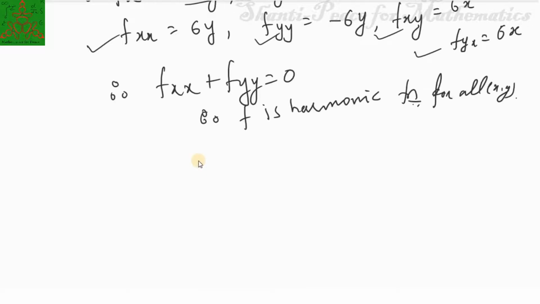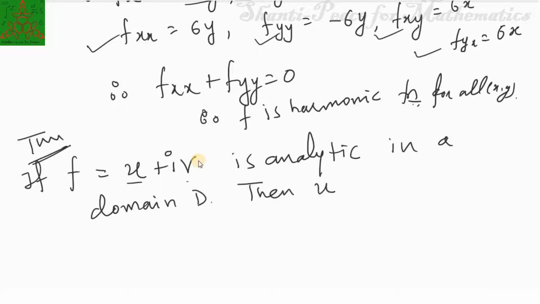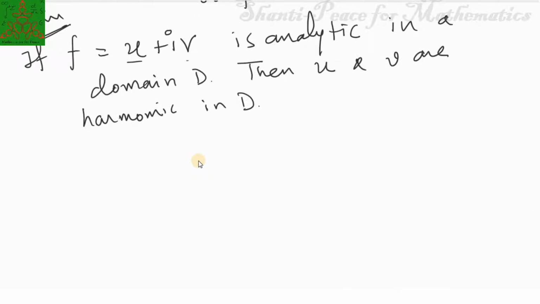Now the question is, what should be the relation between the analytic function and the harmonic function? If you have f of the form u plus iv, and if it is analytic, how are these harmonic functions correlated with the analytic function? So that we can note as a theorem: if f of the form u plus iv is analytic in the domain D, then both u and v are harmonic functions. That can be proved very quickly because it's very straightforward.